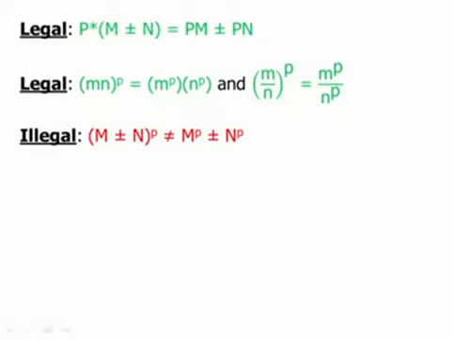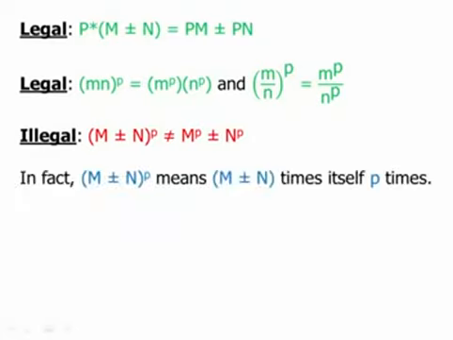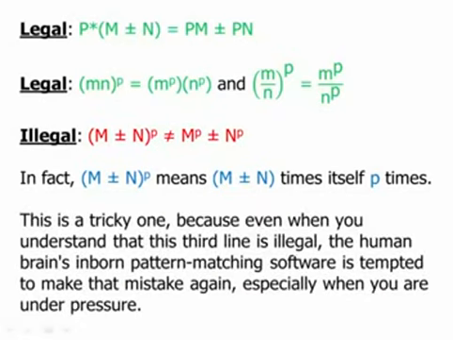That is always illegal. And in fact, m plus or minus n to the p means that we're taking what's in the parentheses, m plus or minus n, and multiplying it by itself p times. So if these were variables, we'd have to FOIL out several times. You'll never actually have to do that, but it's important to keep in mind that that's what it would be, not raising the individual terms to those powers.